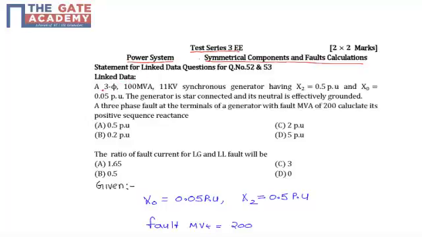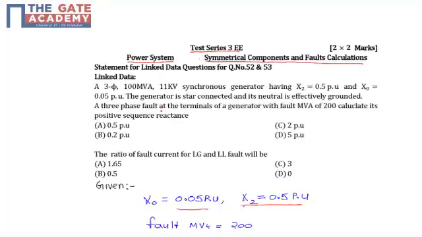In the given question, a 3-phase 100 MVA 11 kV synchronous generator has negative sequence reactance X2 equal to 0.5 pu and zero sequence reactance X0 equal to 0.05 pu. The generator is star connected and its neutral is effectively grounded.